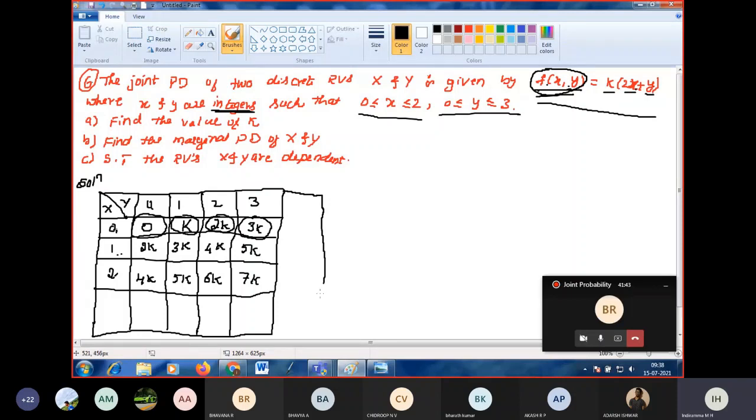Next, we have to find the marginal values also. If you find the marginal values, then you can find the k value. First, our aim is to find k. To find k, we have to find the marginal values, f of x i. Add the first row: 0 plus k plus 2k plus 3k, which gives 6k. Then 2k plus 3k plus 4k plus 5k gives 14k. Next, 4k plus 5k plus 6k plus 7k.